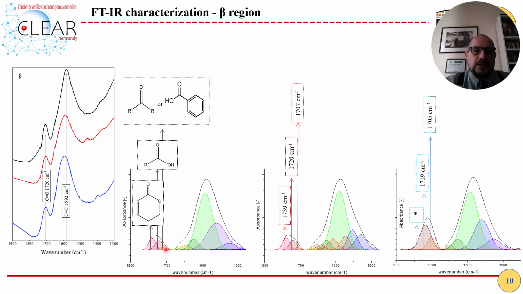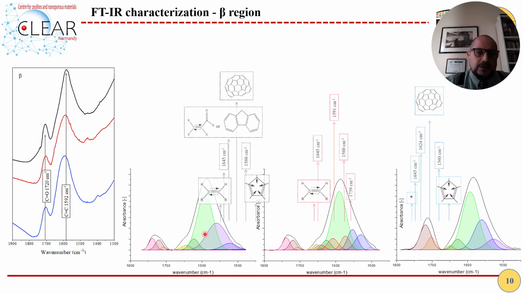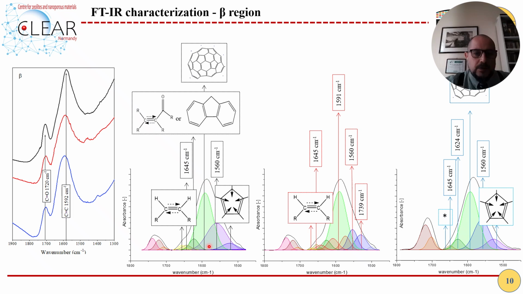In the ZTC, multiple overlapping bands are found around 1721 and 1707, present in all three samples, attributed to carboxylic acid and aryl carboxylic acid. The peak at 1739, attributed to the pyrone group, was found only in the non-doped ZTC and the nitrogen-doped one. The peak at 1592 is mainly the carbon-carbon stretching of the buckyball.